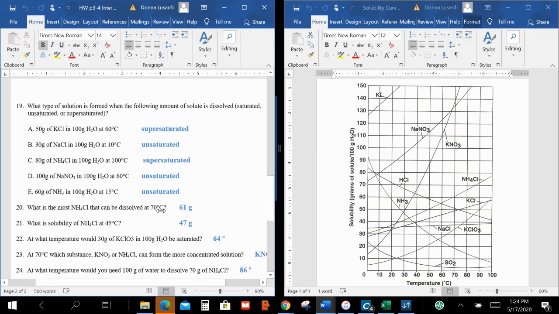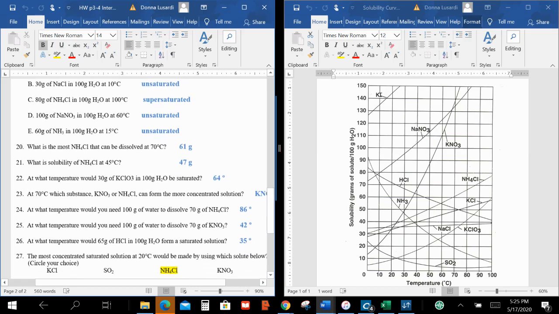Most NH4Cl that can be dissolved, same question, what's the solubility? NH4Cl at 70 is about 61 grams in 100 grams of water. Ammonium chloride at 45, about 48 grams, 47 grams. At what temperature could I dissolve 30 of KClO3? So I find 30, I go over to KClO3, and that temperature would be about 63, 64, 65 degrees.